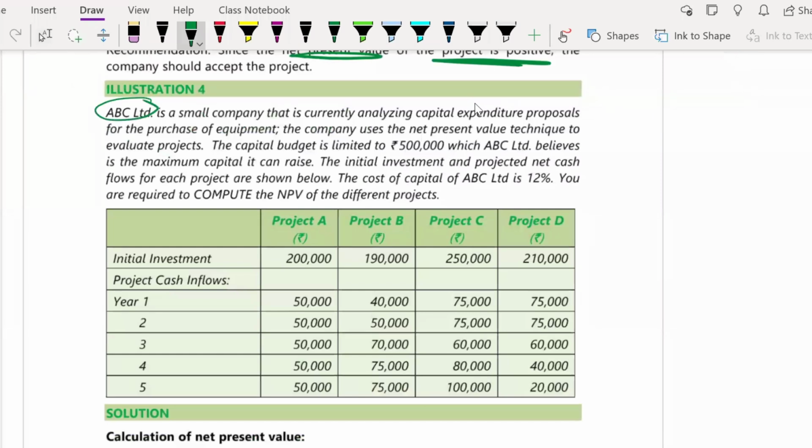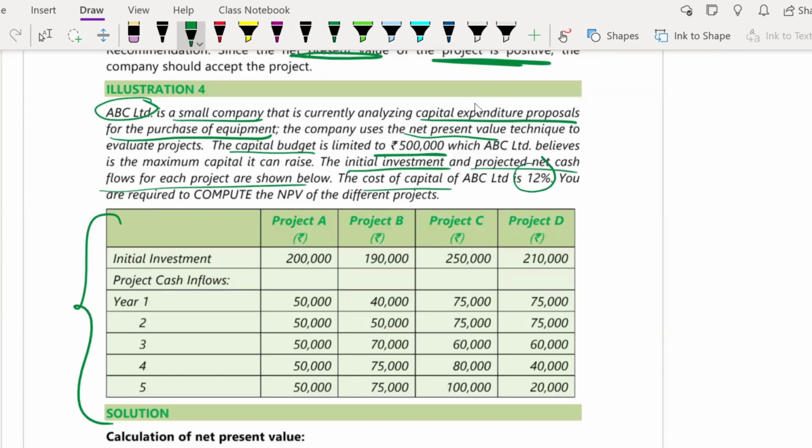ABC is a small company that is currently analyzing capital expenditure proposals for the purchase of new equipment. So ABC Limited is thinking to purchase a new equipment. The company uses the NPV technique to evaluate projects. So the company is going to use the NPV technique to evaluate which project it should use. The capital budget, or the total amount that it can spend, is 5 lakh rupees. ABC believes that this is the maximum capital they can raise. That means they can only spend 5 lakh rupees. So the initial investment and the projected cash flows for each project are shown as below.